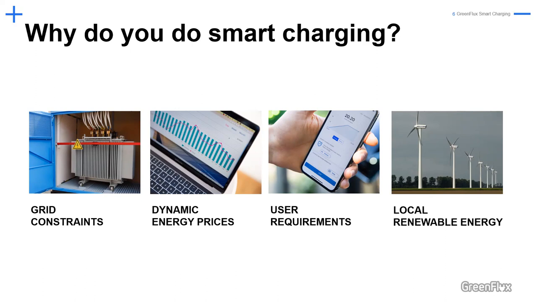If the feed-in tariff is exactly the same as you pay for the electricity, then there's really no incentive to charge on local renewable energy. But for instance, in Germany, if you have solar panels on the roof, you are not allowed to feed back more than 80% of its maximum power back to the grid. So there's a very strong incentive to take into account local renewable energy. But in fact, it's not so much different from taking into account grid constraints.